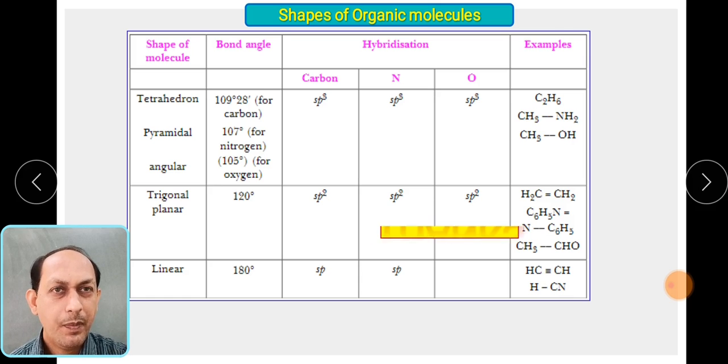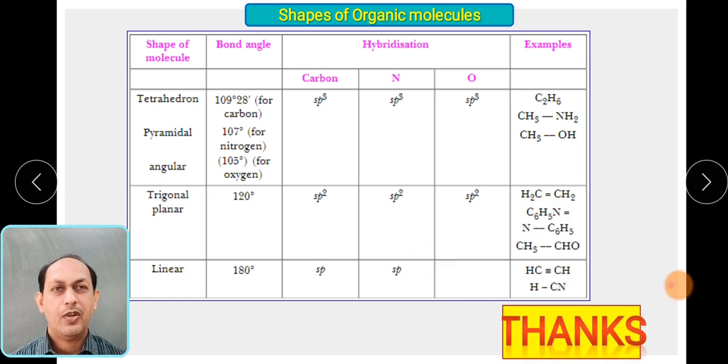So go through this particular topic. Hopefully this topic seems to be very important, and it gives a lot of idea about the structure and bonding of shapes of molecules.